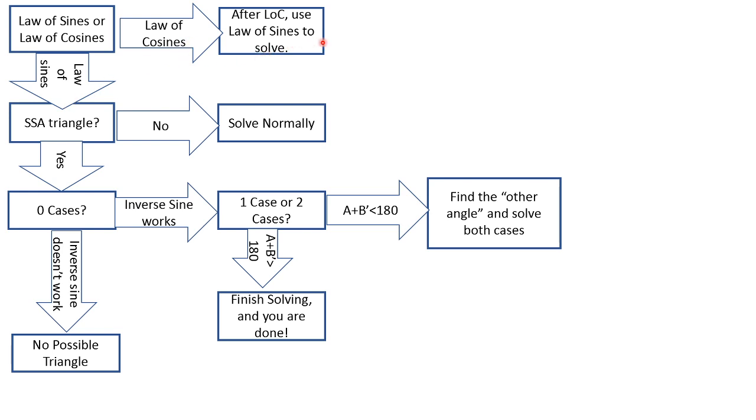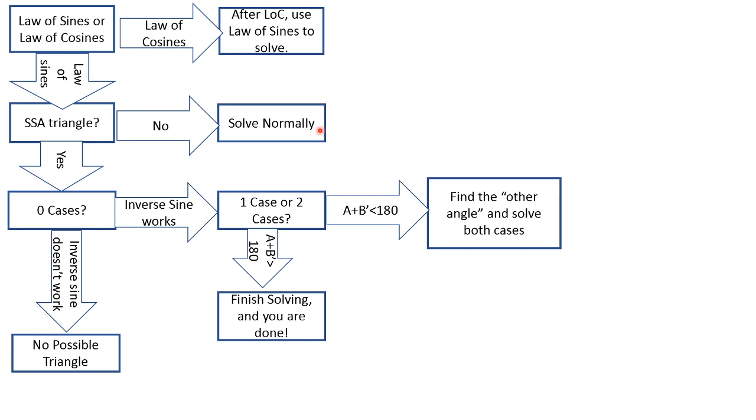All right, and once you have law cosines, then you continue on with law sines and finish the problem. Okay. So once we decide it's law sines, we have to ask ourselves, is it an SSA triangle? Is it like all the examples we've done in the past, where we have two sides and an angle that are across from each other? Okay. If it's not an SSA triangle, we just solve it like normal law sines. Don't worry about anything special.